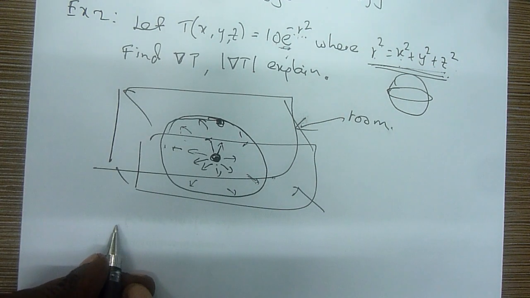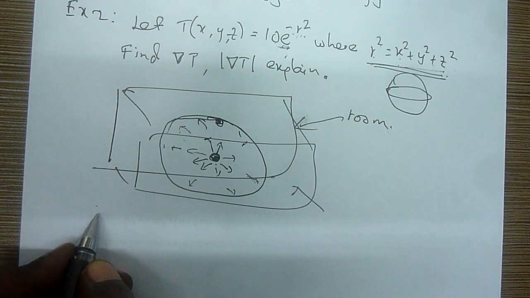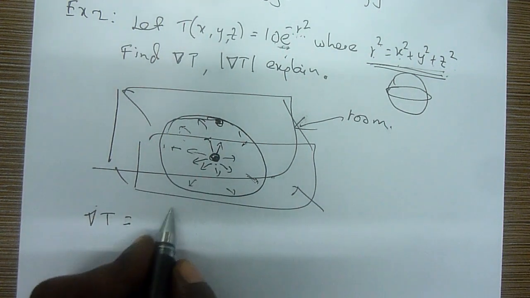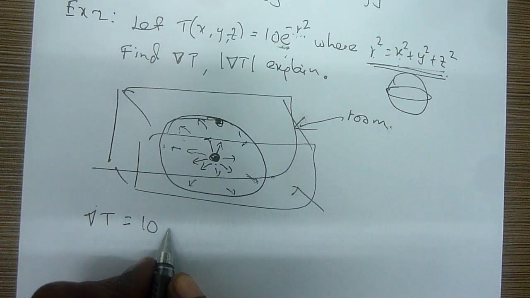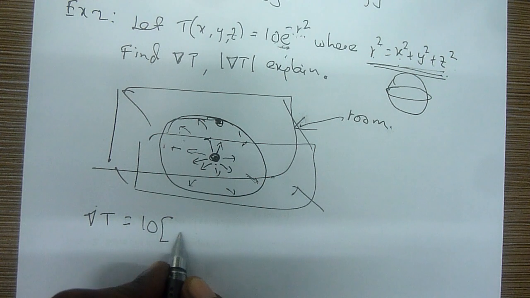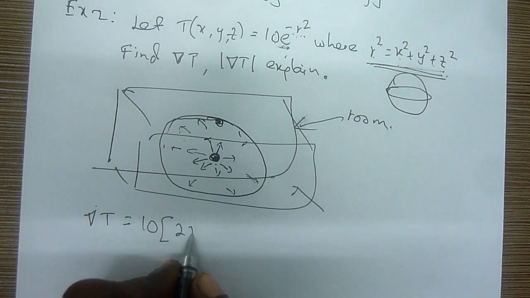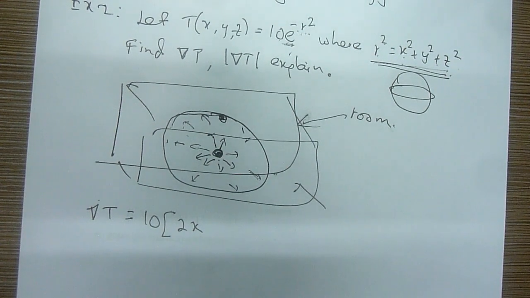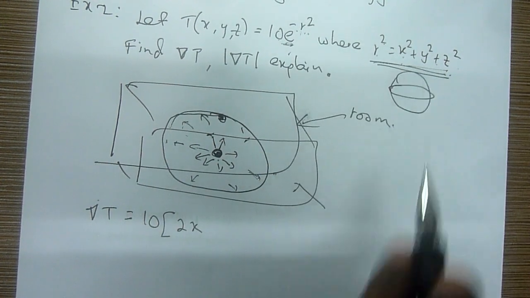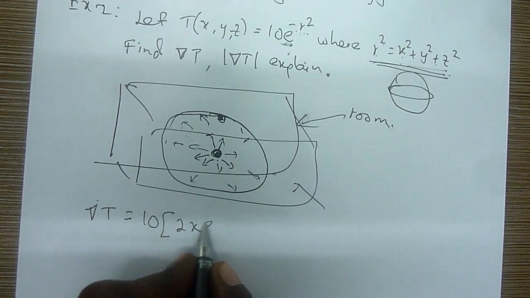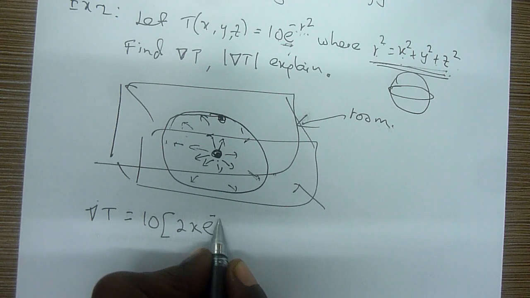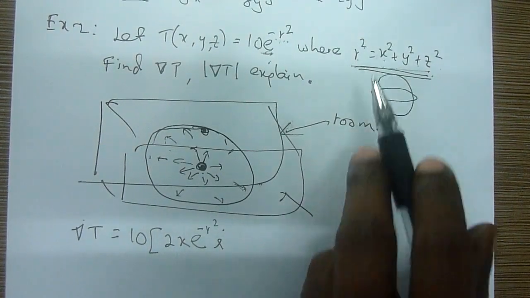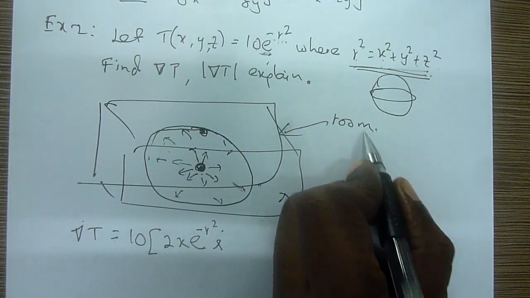First, let us calculate. If we wanted to calculate this, just say del T can be, I just take out that as 10, okay, I'll just say 2x. You just substitute here r squared, a substitution of this 2x, e^(-r²). r² is referring back, right?